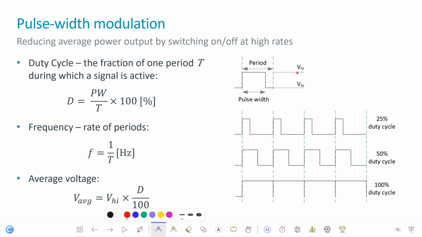There is something called the duty cycle. This is the signal. Here the duty cycle is 100%. What is the duty cycle? The duty cycle is the fraction of one period T during which a signal is active. Notice that the signal here is active all the time. Now if I connect, for instance, an LED to this signal, it will be lit all the time.